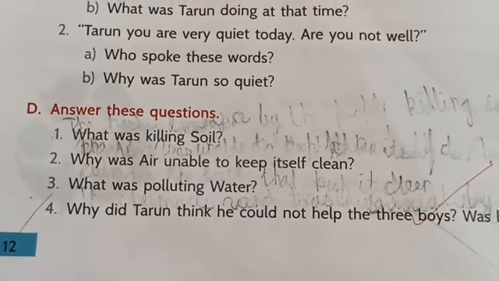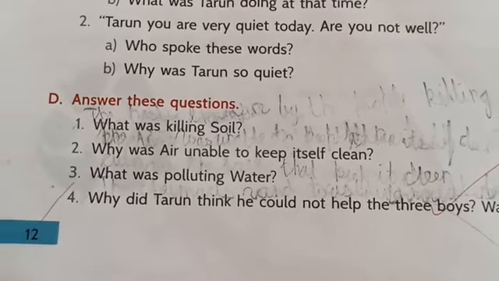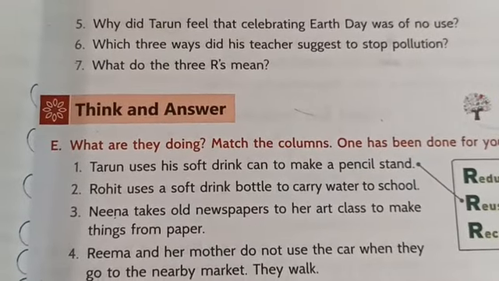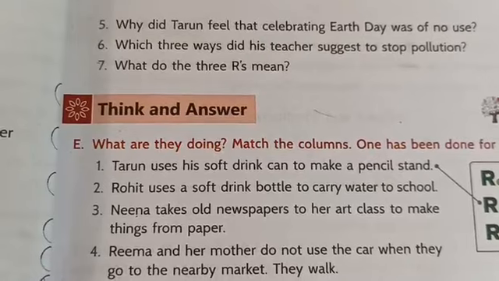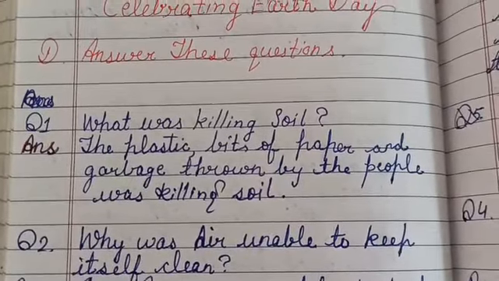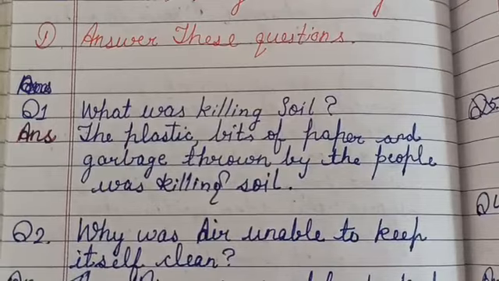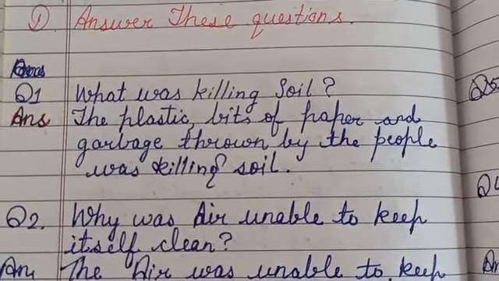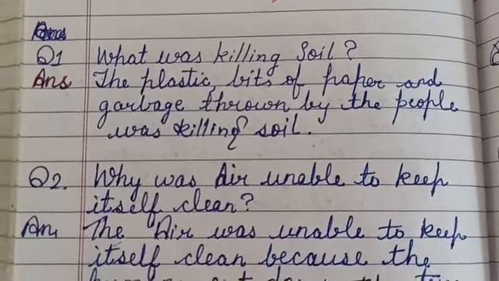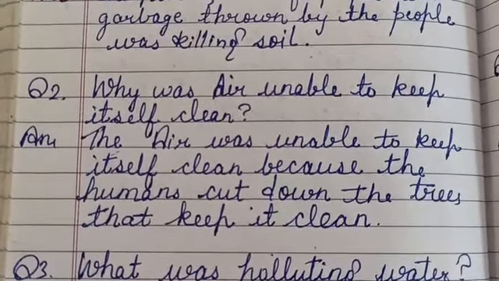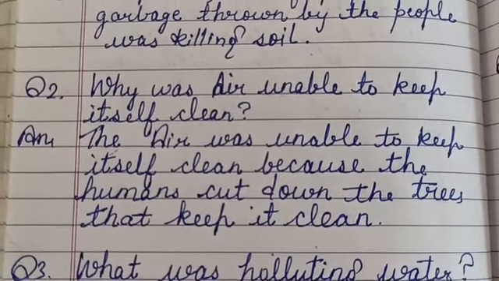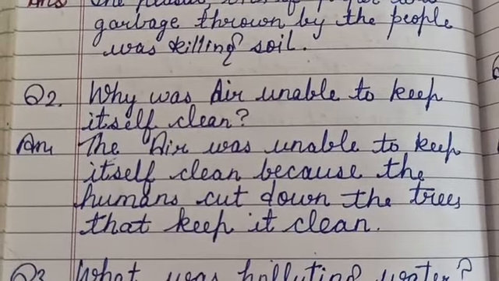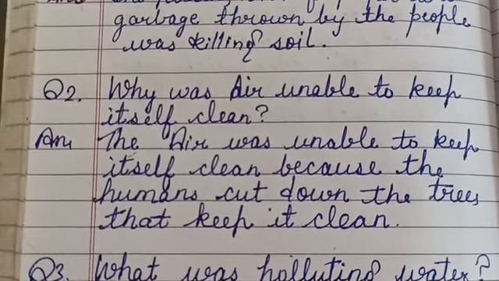Now we begin with the D part, that is answer these questions. So there are 7 questions and one by one I'll give you the answers. So let's begin. Question number 1, what was killing soil? Answer, the plastic, bits of paper and garbage thrown by the people was killing soil. Question number 2, why was air unable to keep itself clean? The air was unable to keep itself clean because the humans cut down the trees that keep it clean.